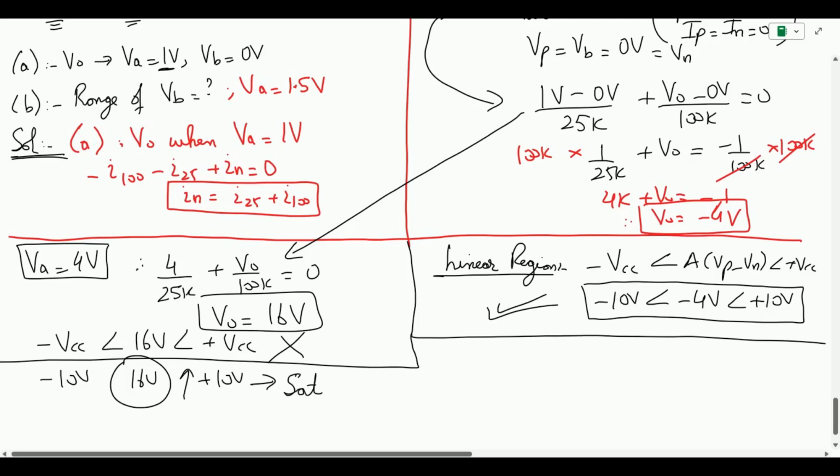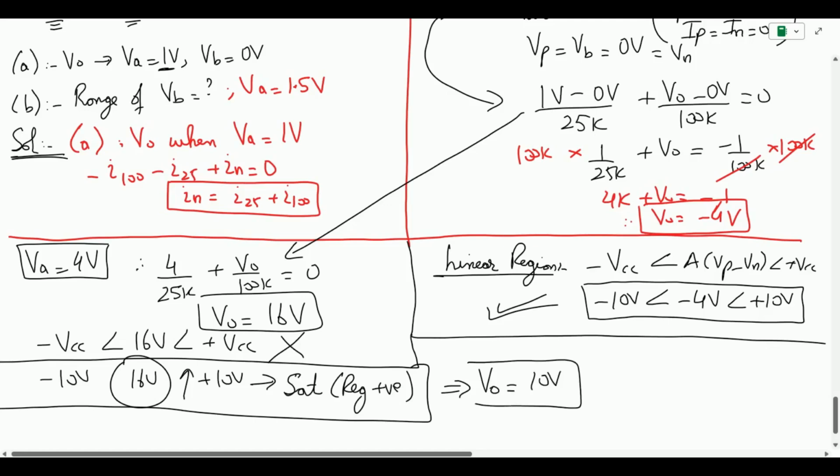This means that if the value of Va equals to 4 volts, we have left the linear region and now we are in the saturation region, which is the positive saturation region, which means the maximum output of this amplifier is going to be not more than 10 volts, although we found the value to be 16, but the amplifier is not going to operate beyond 10 volts of the biasing voltage. Hence our real output voltage will remain at 10 volts. So this is what it means by the saturation region and the linear region.